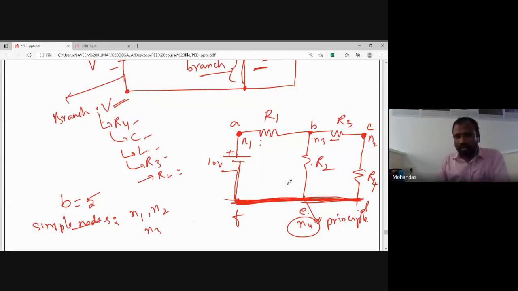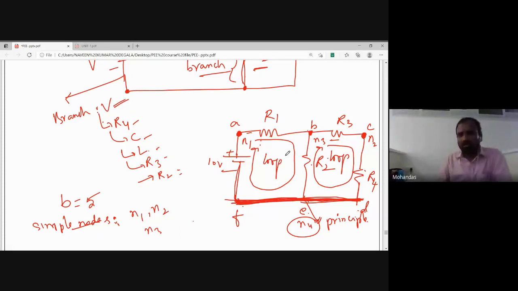If you come to the loop, see, if you take this one, A, B, E, F, and A, I'm starting here, traveling from A through R1, B, R2, and E, and again E, F, and again A. So this forms a closed path. This is known as a loop. And here also, if I start from here, I can travel like this and again reach the same point. This is another loop. These are the two loops, and one more loop is there.